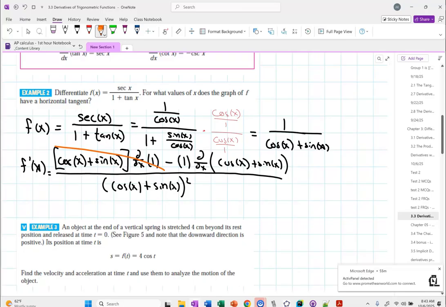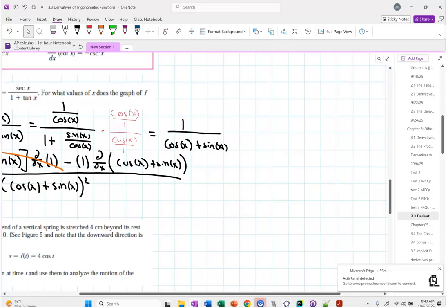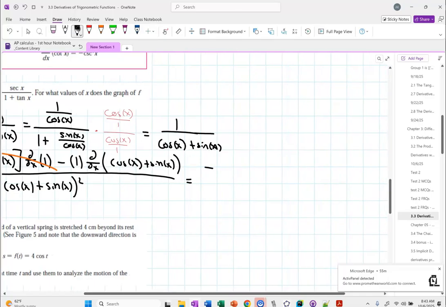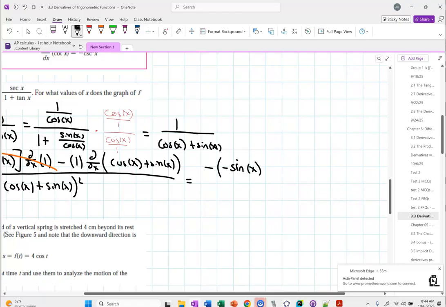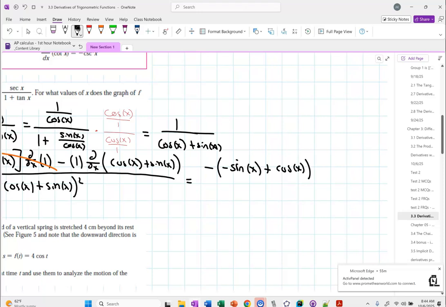Why? Look at it closely. What did we take the derivative of in that first term? A constant. And the derivative of a constant is? 0. And 0 times anything is? 0. And it's gone. All right. And the derivative of cosine is? Negative sine x. And the derivative of sine x is? Cosine x.